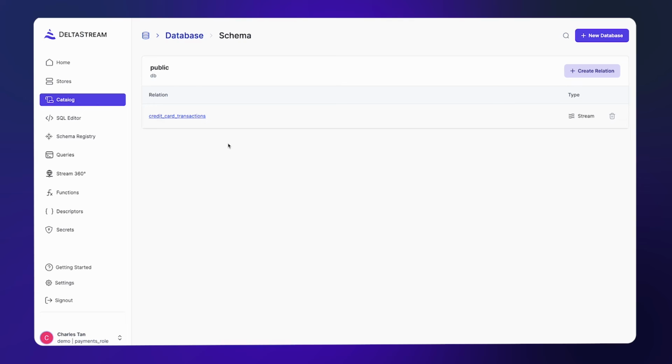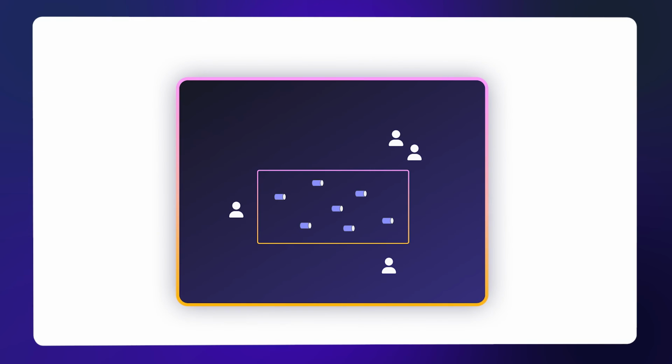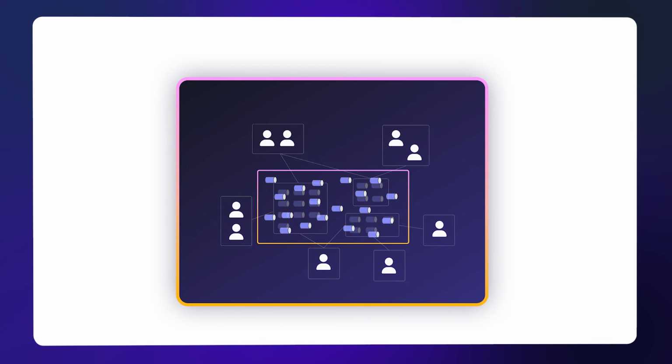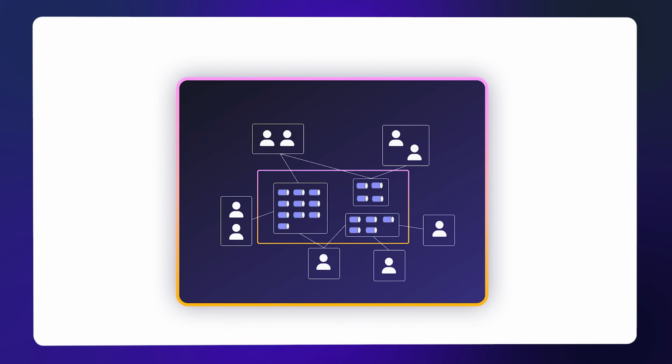As an organization grows, more teams and more data streams will be created. With RBAC, the access control can scale with the growth of the organization. Additional roles can be created for new teams, and more databases and schemas can be created in the streaming catalog to organize new relations.